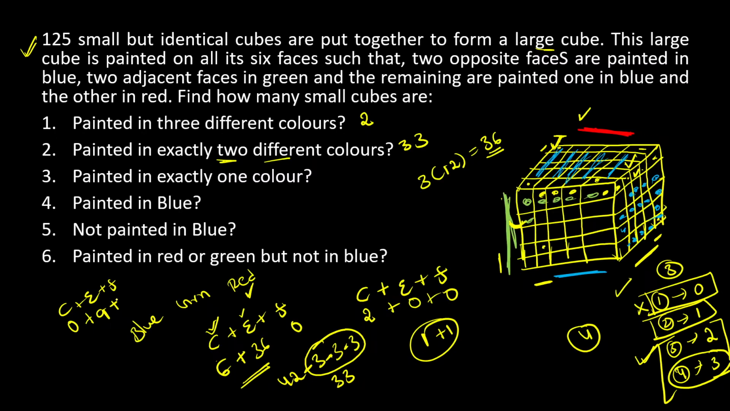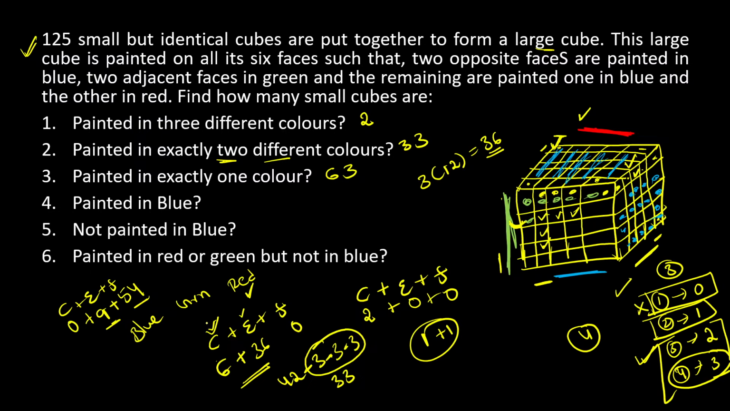And then, one face painted. One face painted will be painted in exactly one color. So, center of the face. So, 1, 2, 3, and then, yes, 9 on each face. 6 times 9, 54. As far as faces are concerned, you will find 54 such cubes. So, your answer will be 63 for the third one.